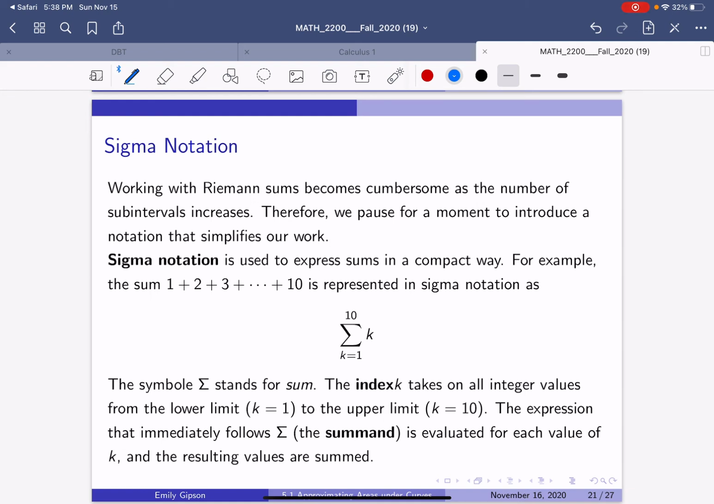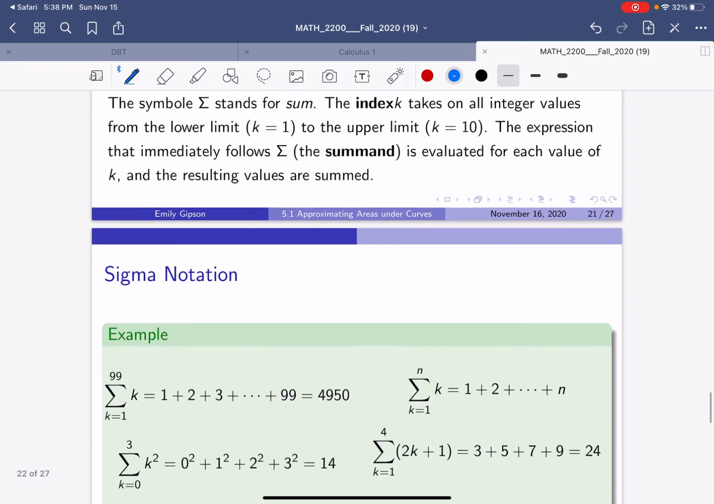The symbol sigma stands for sum, while the index k takes on all integer values from the lower limit, k equals 1, to the upper limit, k equals 10. The expression that immediately follows the sigma is called the summand and is evaluated for each value of k, and the resulting values are summed. So let's use a few examples.